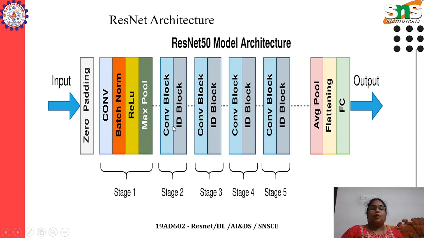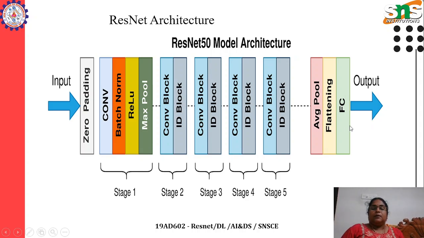We have the convolution block, ID block, convolution block, ID block. Like that, we have stages 2, 3, 4. All these stages have convolution blocks, and stage 5 also has a convolution block. This continuous block, we say, is a set of residual blocks, or a stack-like architecture of convolution layers present in the ResNet architecture. And it has an average pool, flattening, and FC.